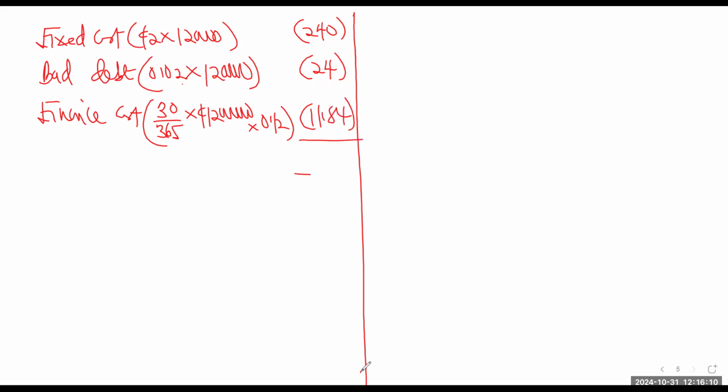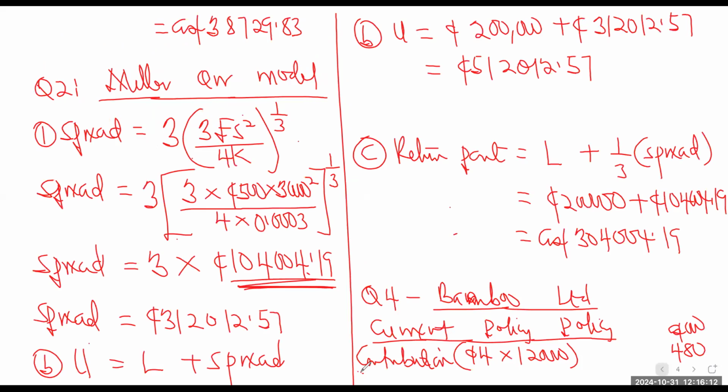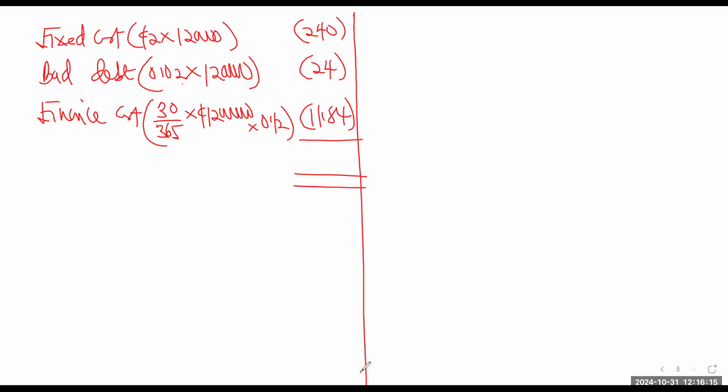So what are we having as the profit now? Contribution will give us 480 minus 240 minus 24 minus 11.84. I'm having 204.16. Okay. So that is the profit under the existing policy. Let's come to the proposed policy now.